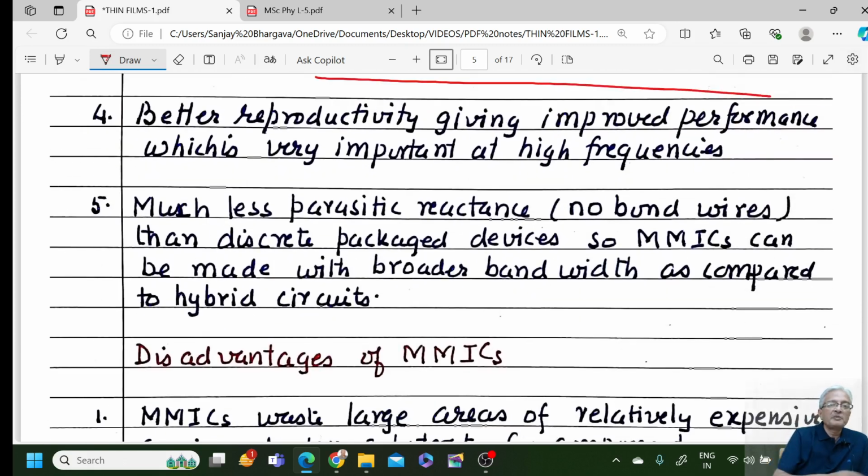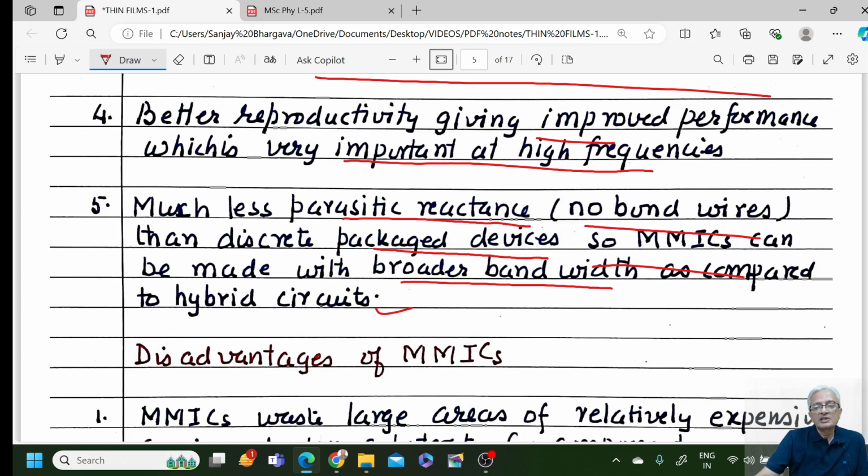They have better reproducibility, giving improved performance, which is very important at high frequencies. Much less parasitic reactance, no bond wires. Then discrete package devices. So MMICs can be made with broader bandwidth as compared to the hybrid circuits.